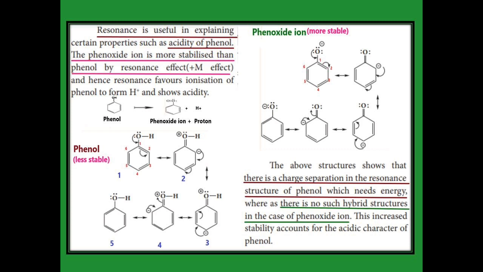Phenol is less stable because it needs energy to separate the charges in the resonance structure. But in the phenoxide ion, there is no such hybrid structure. So when compared to phenol, the phenoxide ion is more stable because it does not need any energy for charge separation in the resonance structure. So it is more stable when compared to phenol.